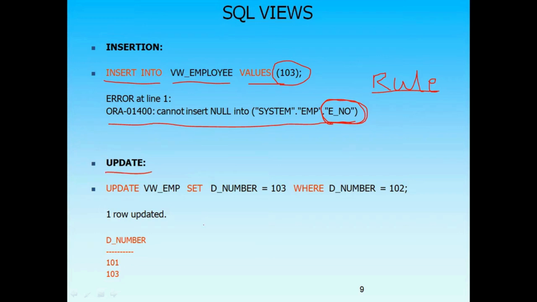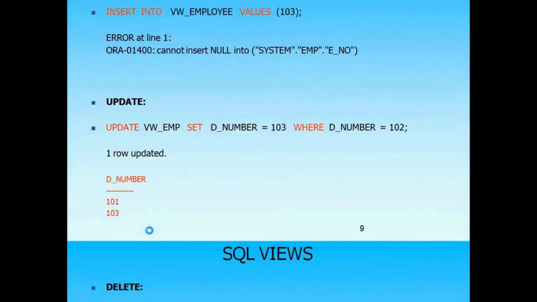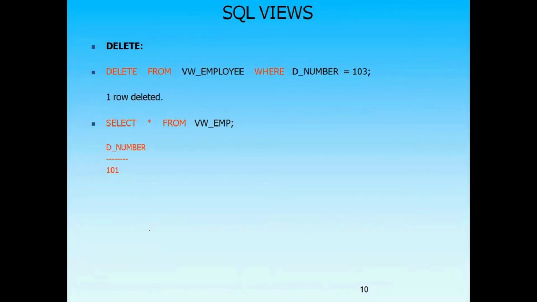Update operation, if you see here, the update operation will work. Why? Because employee number is already associated with that particular record. So update view, my view name here, for example EMP, set D number equal to 103 where D number equal to 102. So now I want to change the employee department number 102 to 103. This is working. Why? Because the primary key is already associated with this record in the base table. So I only want to change the D number 102 to 103. So it will work. If you see the record, it will be updated in the base table and also in the view.